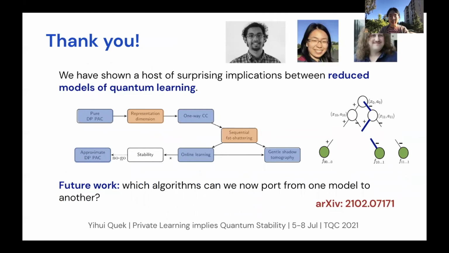So with that, I conclude my presentation. So just to summarize, we've shown a host of surprising implications between reduced models of quantum learning. And notably, these implications are information theoretic in nature, which means that not all of these arrows are computationally efficient to actually implement. So what we're excited to do in the future is to study which algorithms we can now port from one model to another now that we know that these models are related.